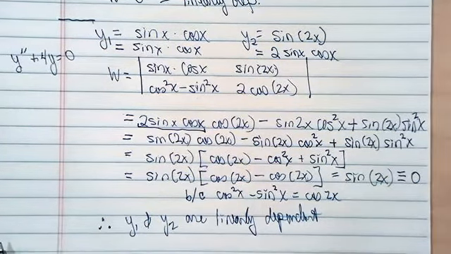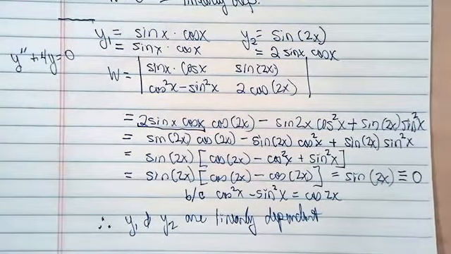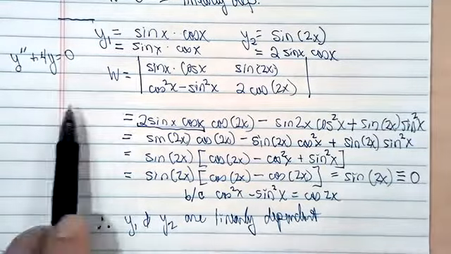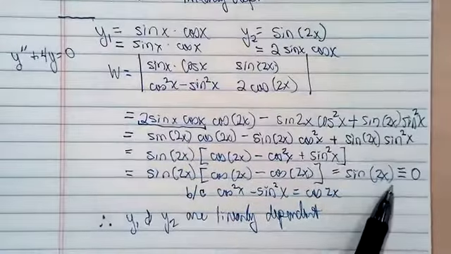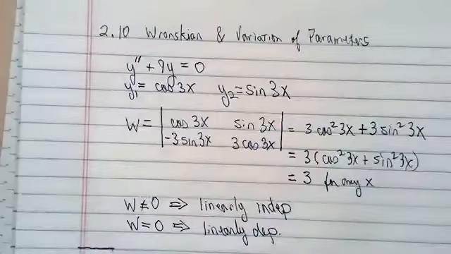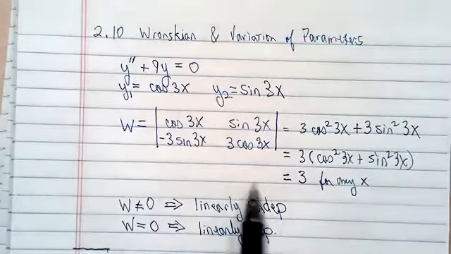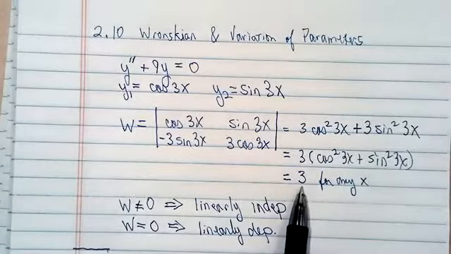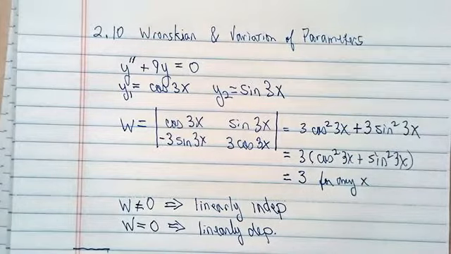If it doesn't come out to something pretty close to 0, then you're probably safe. So these two are dependent because their Wronskian is 0. These two up here are independent, and their Wronskian is never zero on the whole real line. And that's the point of the Wronskian.